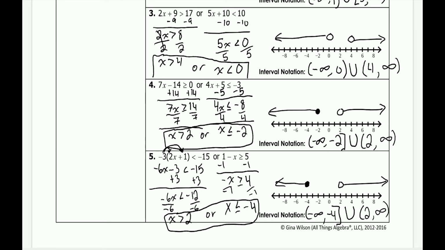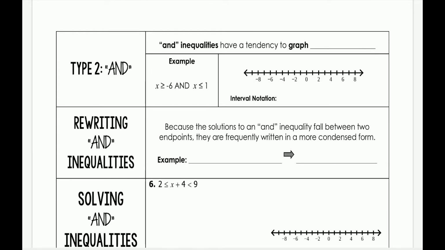Now, let's go to the second page. Okay, for the second page, we're talking about the second type, and that would be the AND inequalities. And the AND inequalities have a tendency to graph together. So before we had the arrows pointing away from each other, this time we're going to have the arrows pointing into each other.